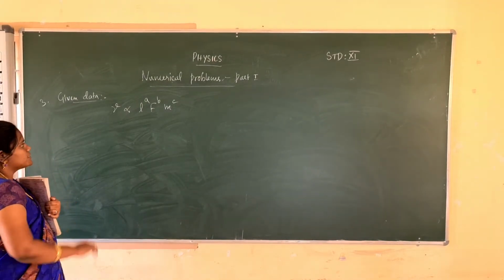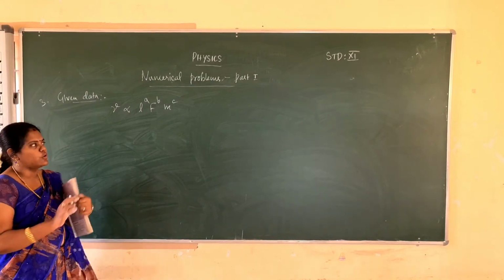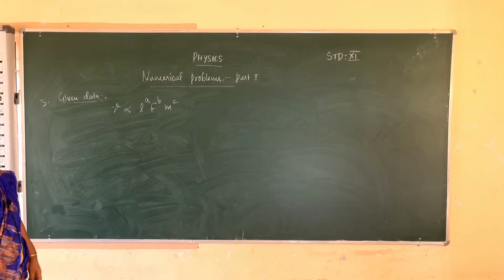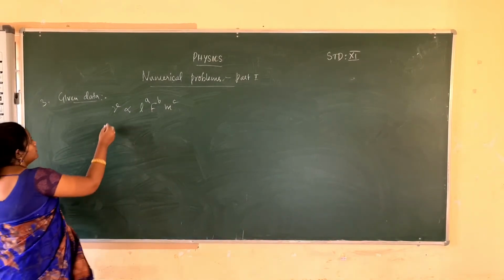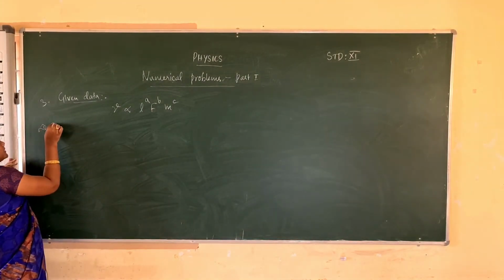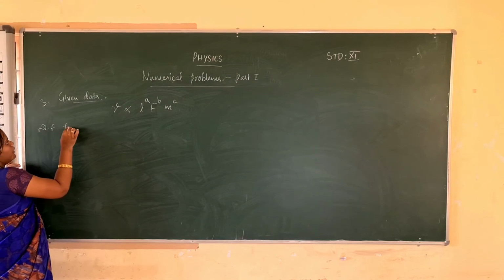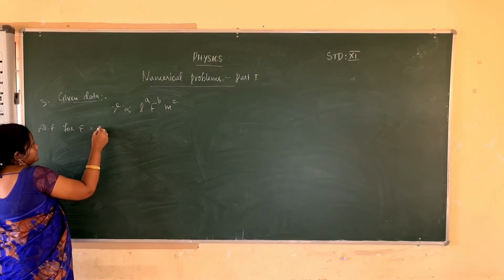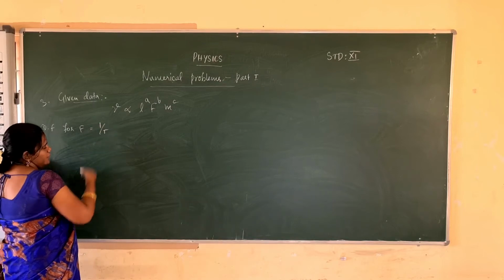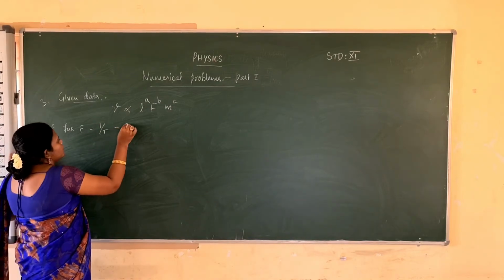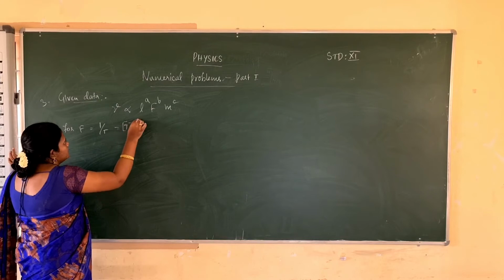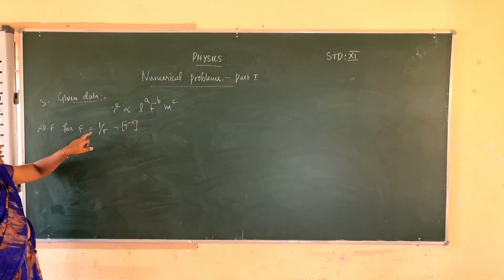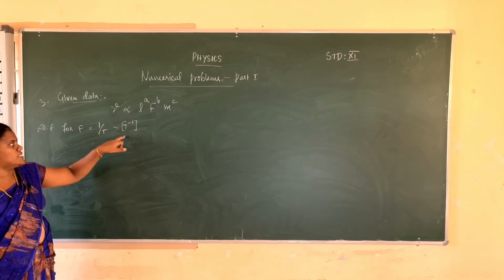So we substitute the dimensional formula for all the things. Dimensional formula for frequency. Nu is the frequency. Frequency is 1 by t, the reciprocal of time period. So t power minus 1 is the dimensional formula for frequency.